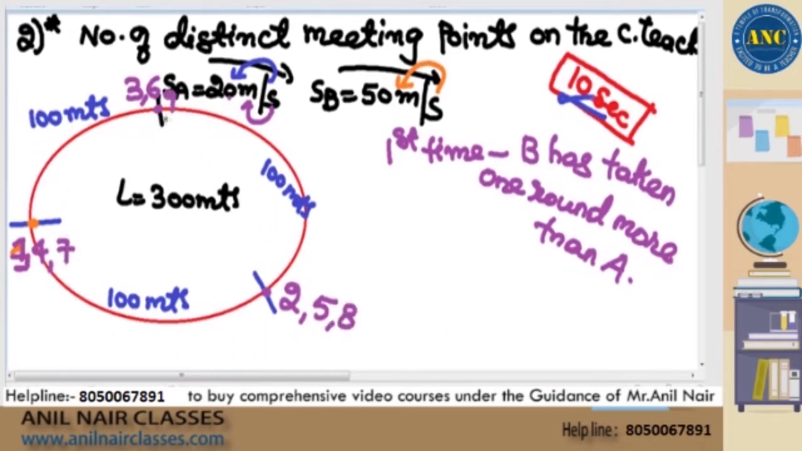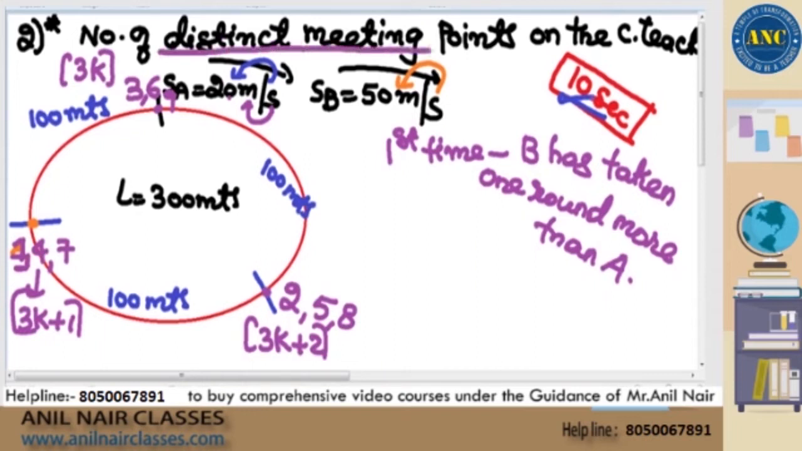Now if you see how many meetings, these are the numbers which are of the form 3k plus 1. These are the numbers which are of the form 3k plus 2. These are the numbers which are of the form 3k. Only in this they are meeting at predefined points, that is 3 points. So the question is the number of distinct meeting points.